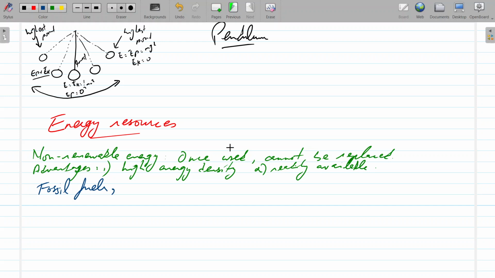And then they've mentioned nuclear fuels, such as uranium or plutonium. Now, why is that non-renewable? Because once uranium is put into a nuclear reactor and nuclear fission or fusion or whatever is going on happens, the uranium is lost. The energy is given off, the uranium is lost. You cannot get the uranium back. So it's non-renewable, and it has a lot of energy, so very high energy density.